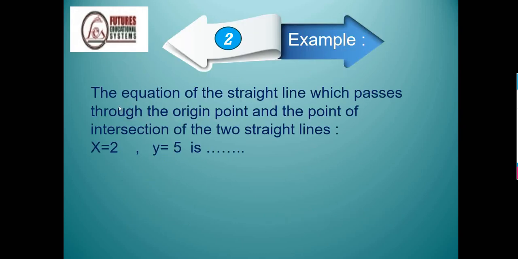Let's go to solve the last example. The equation of the straight line which passes through the origin point and the point of intersection of two straight lines x equals 2 and y equals 5 is required. The first point is the origin, 0, 0. And the second point is 2 and 5. It's easy to get the equation by knowing that the 2 points lie on this straight line.